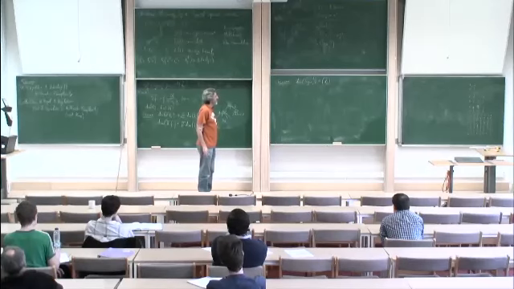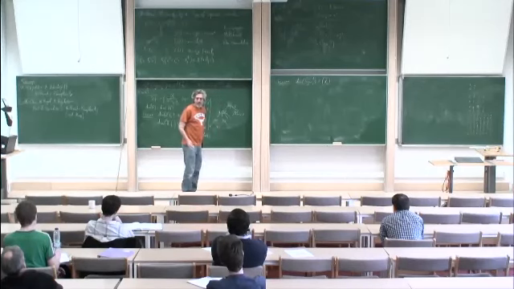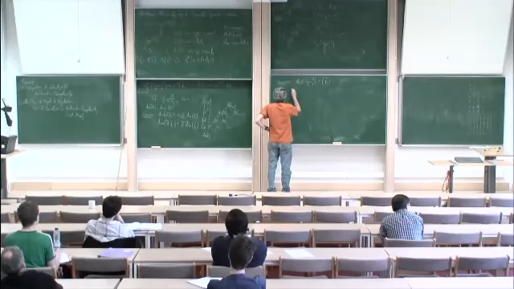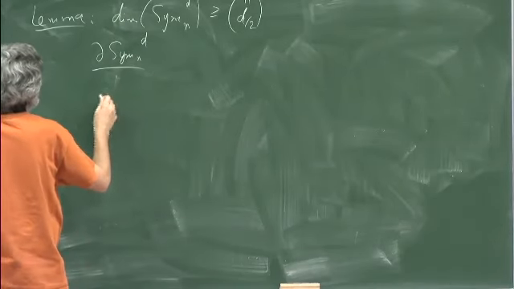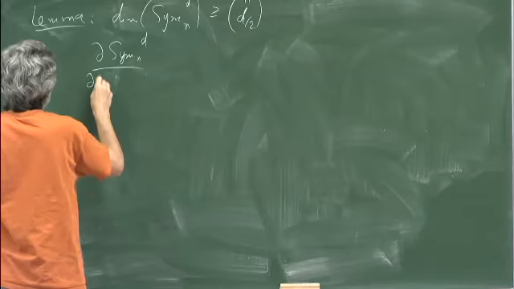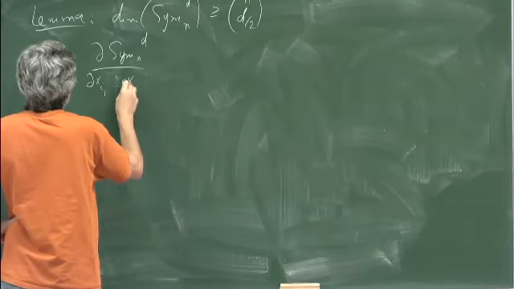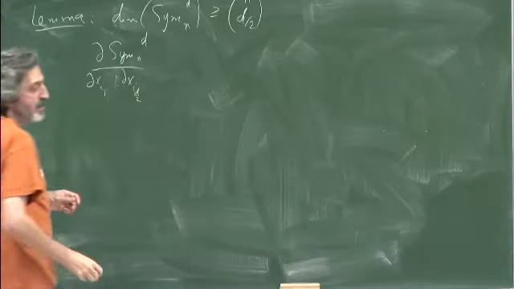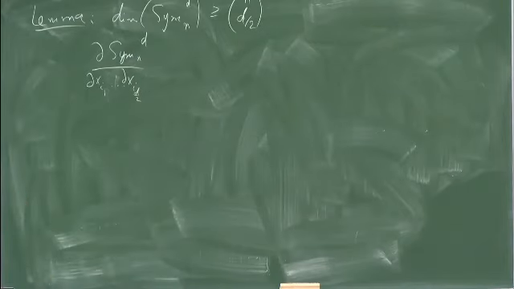Where is it coming from? This is just linear algebra. Take the symmetric polynomial, the dissymmetric polynomial, and look at its partial derivatives with respect to d over 2 variables, x, i, 1. Take the derivative with respect to some d over 2 variables.